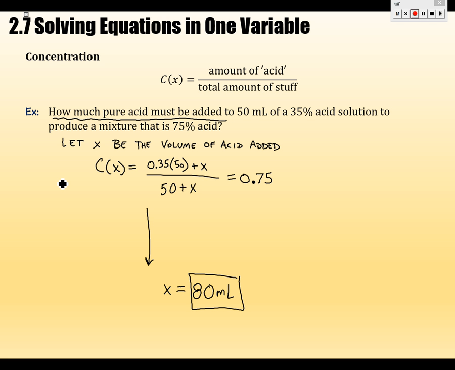Oh, one more thing there too. If you wanted to solve this on the calculator, you could also graph the line y equals 0.75 and find that the intersection is at x equals 82, right?